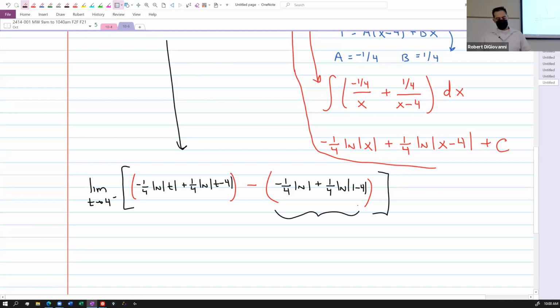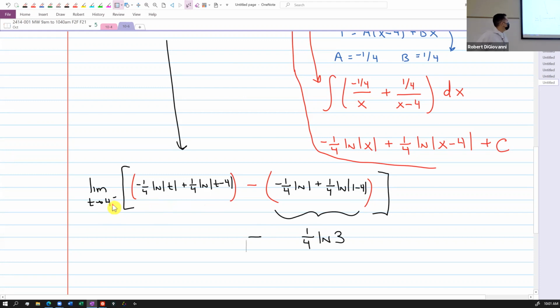All of this on the right is just a number, right? Natural log of 1 is 0. This is the natural log of the absolute value of -3. So that's really just natural log of 3. So this becomes 1/4 natural log 3. Y'all with me on that? Being subtracted from this now.